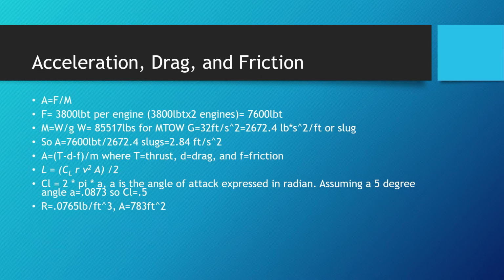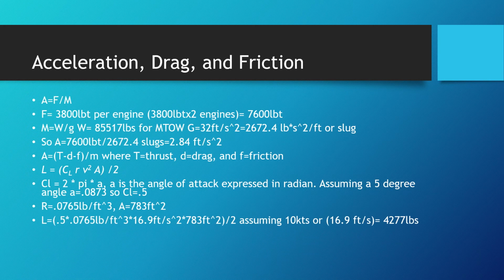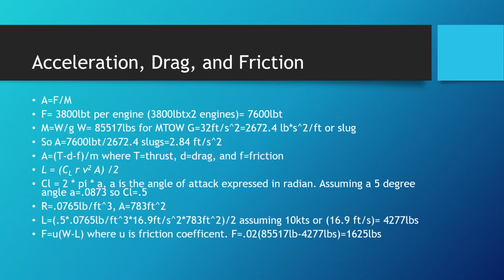The next thing, rho, that's the density of the air, and I'm just assuming standard, which is about 0.0765 pounds per foot cubed. The area of the wing on the Embraer 175 is 783 feet squared. From there, we'll go ahead and calculate the lift. We plug it all into the equation, divide by 2, and assuming 10 knots, that's just the number that I picked to figure out what our lift would be if the aircraft's moving at 10 knots, we ended up getting about 4,277 pounds of lift.